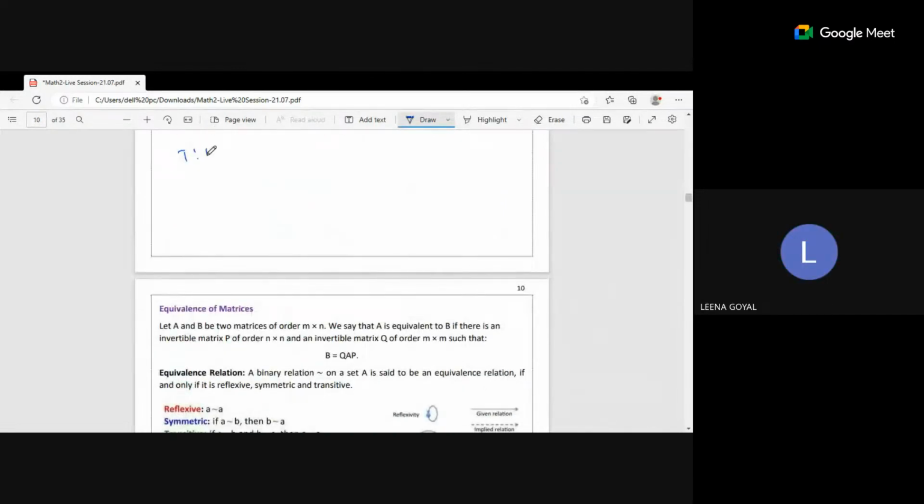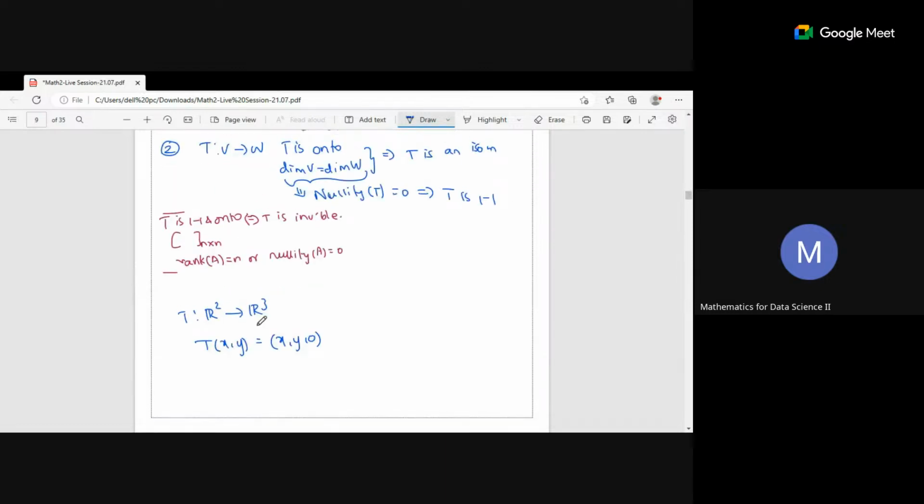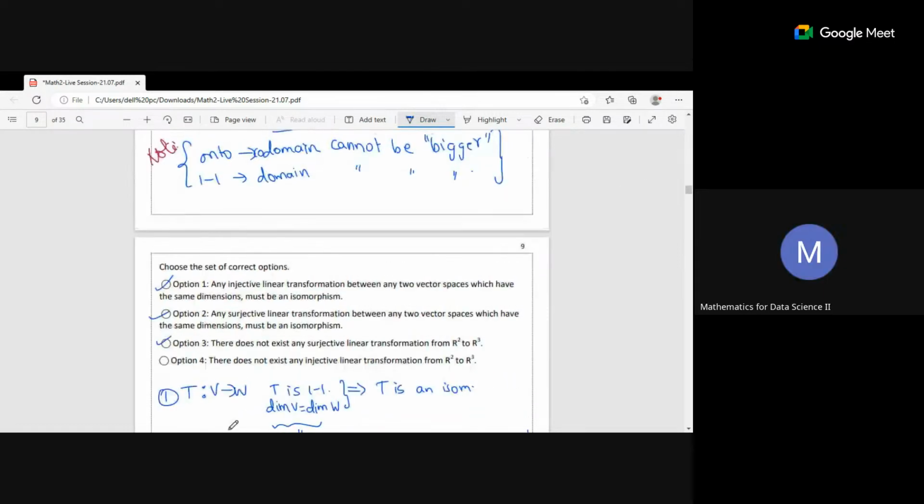Not true, maybe. So T from R2 to R3, T of (x, y) is equal to (x, y, 0). Is this injective or not? Yes, ma'am, it's injective. So you see that this option is not correct.